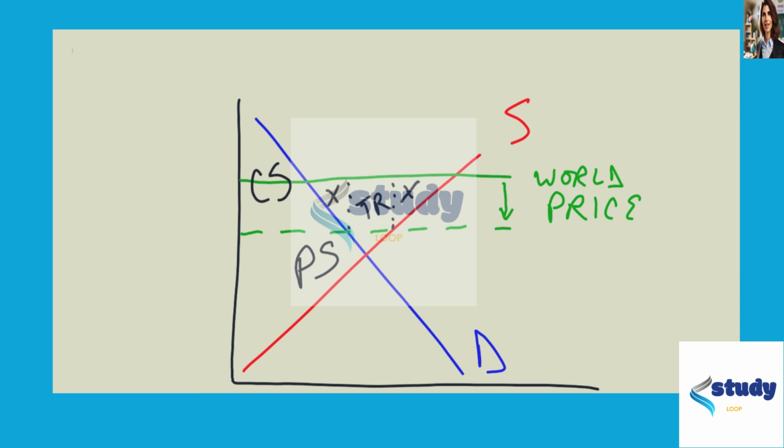What happens to total welfare in China as measured by the sum of consumer surplus, producer surplus, and tax revenue? Well, consumer surplus has gone up, producer surplus has gone down, tax revenue has clearly gone up, but total welfare has fallen again by an amount of these two areas.